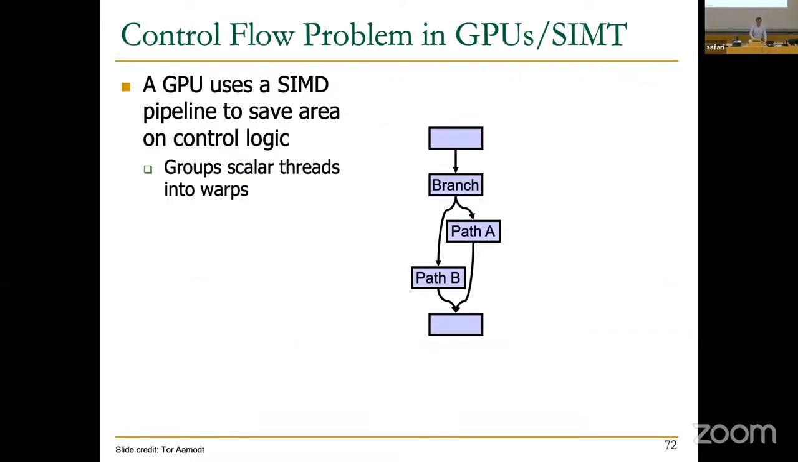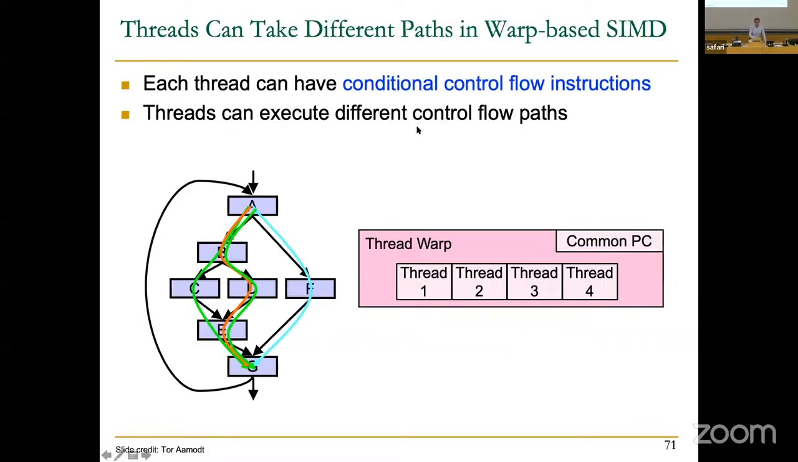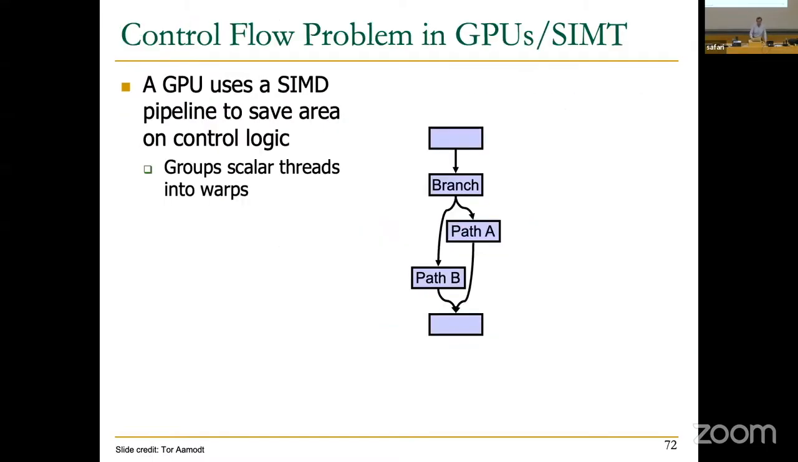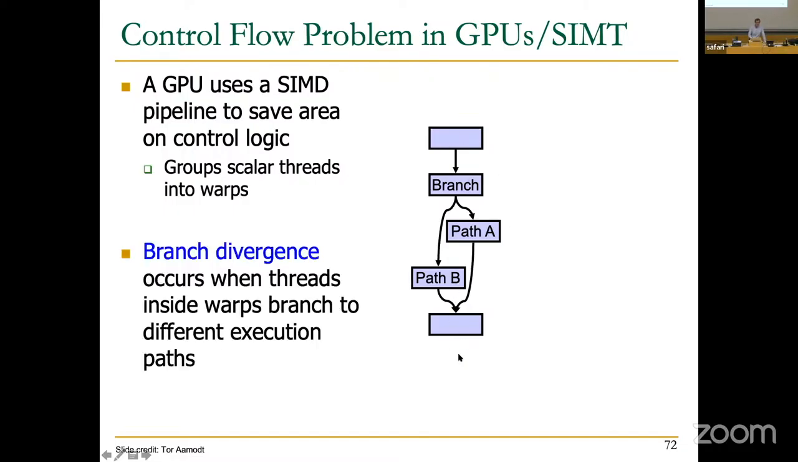Let's take a look. So essentially, there's a problem because threads execute different control flow paths, but some of them are not supposed to execute those instructions that they're at, right? So in a SIMD processor, we handle it through masking, if you remember the masking. We're going to handle it in a similar way over here, except it's going to be purely hardware-based. So we've already discussed this, right? A GPU uses a SIMD pipeline to save control logic. You group scalar threads into warps. This is a more simplified code, if you will.